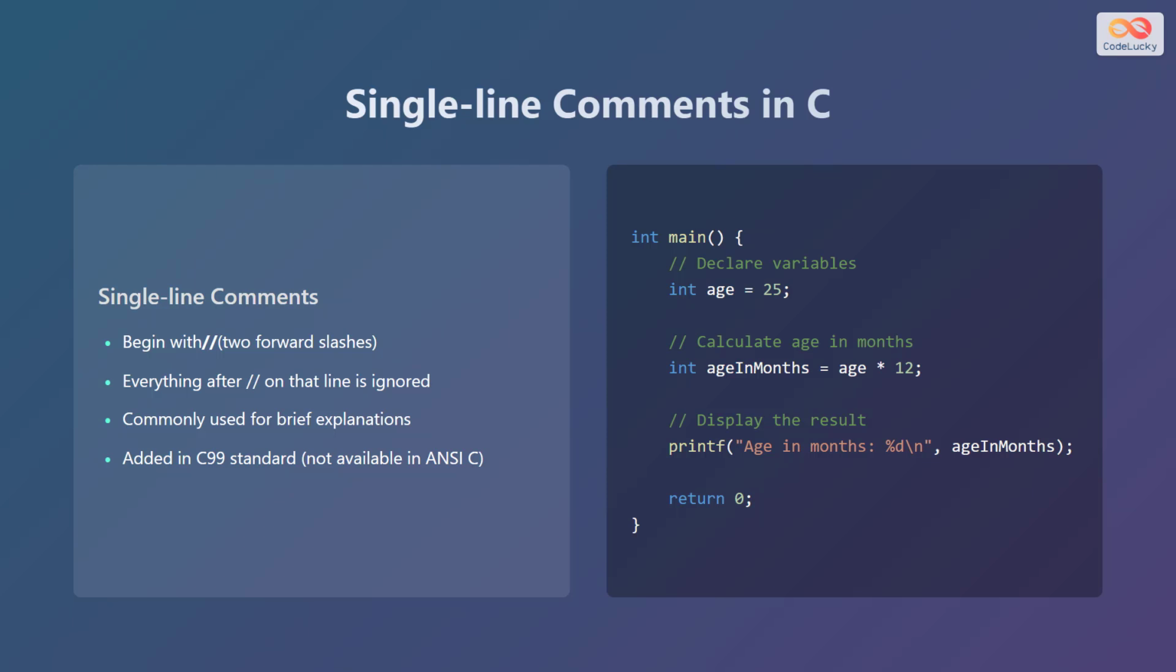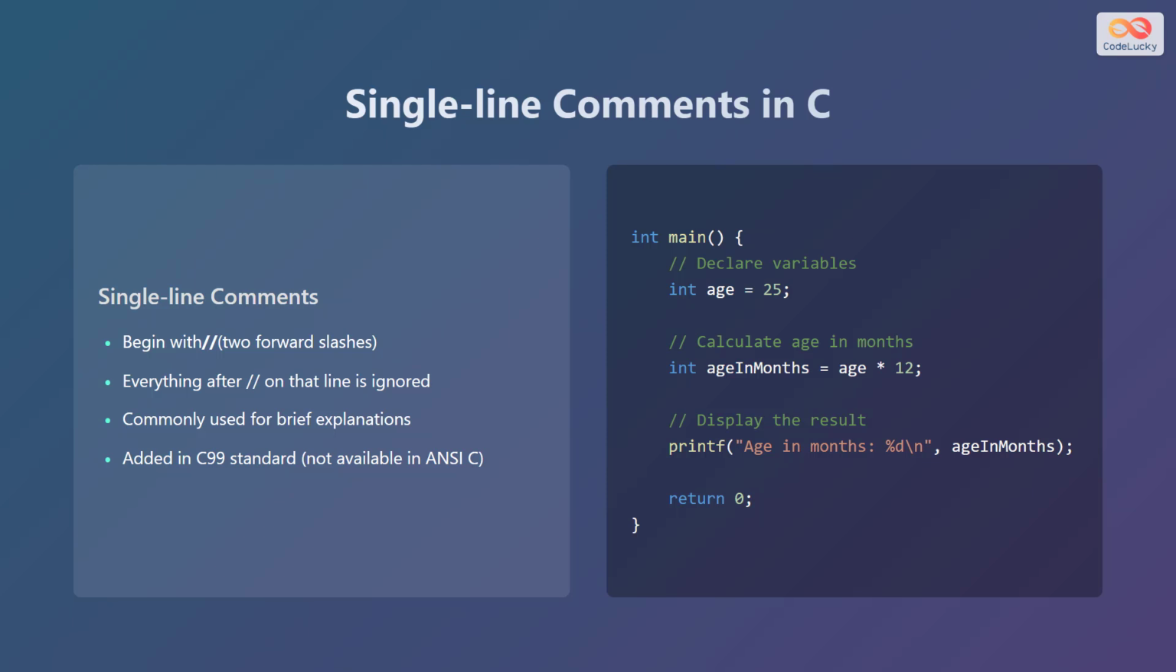Let's explore single-line comments in C. Single-line comments begin with 2 forward slashes. Everything after these slashes on that line is ignored by the compiler. These comments are commonly used for brief explanations. Single-line comments were added in the C99 standard and are not available in the older ANSI C standard.